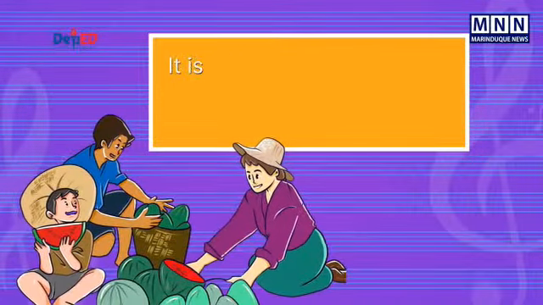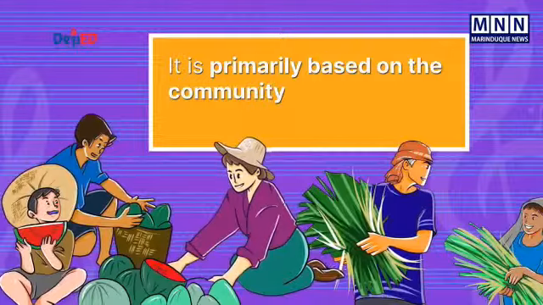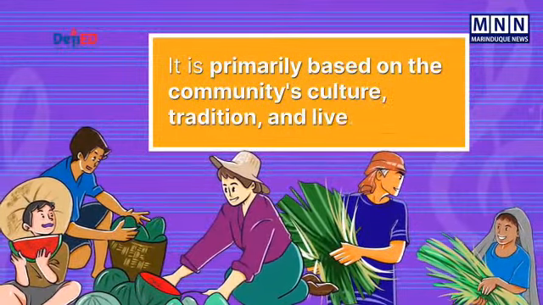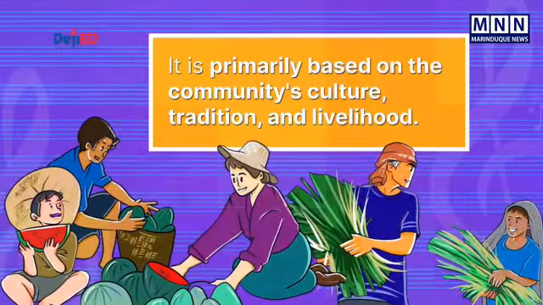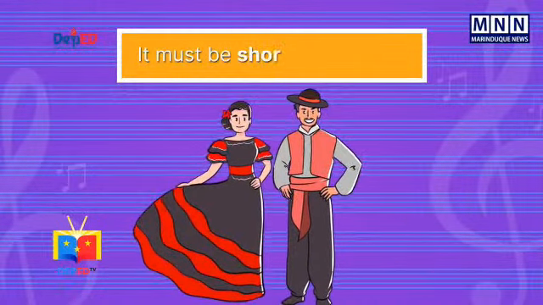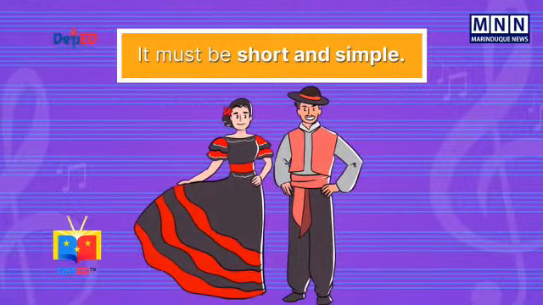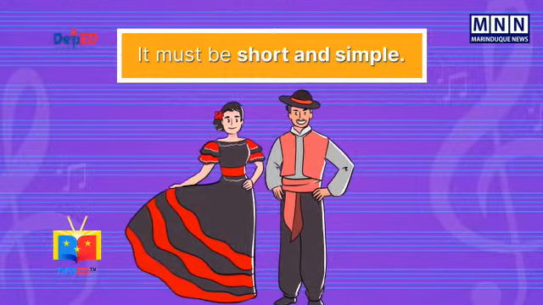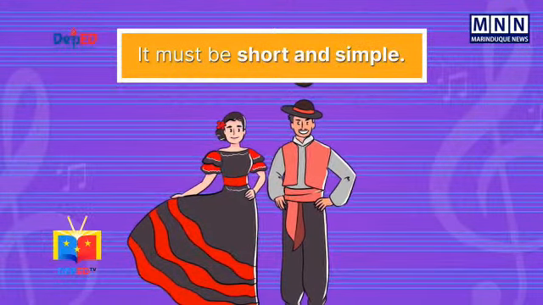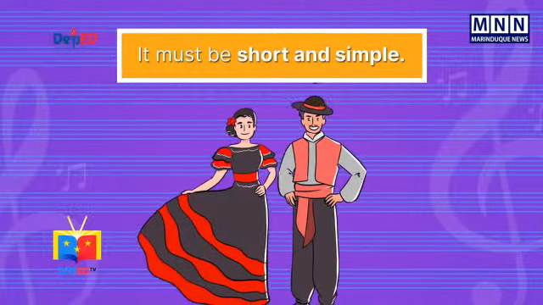The next characteristic of a folk song is that it is primarily based on the community's culture, tradition, and livelihood. And the last characteristic is that it must be short and simple. Spanish and other Western influences are very evident in constructing the songs, such as the meter used and the minor and major modes.